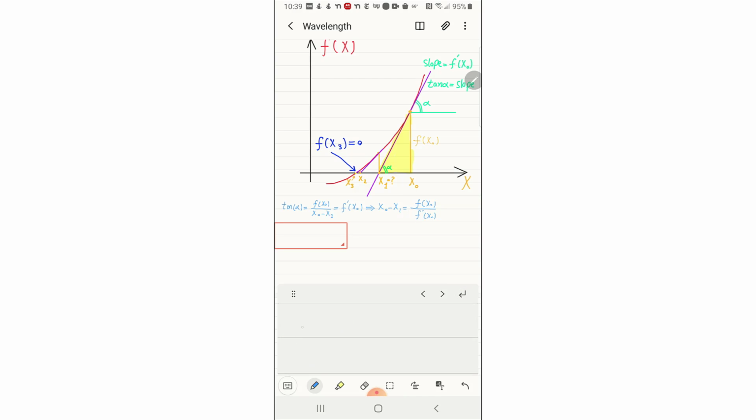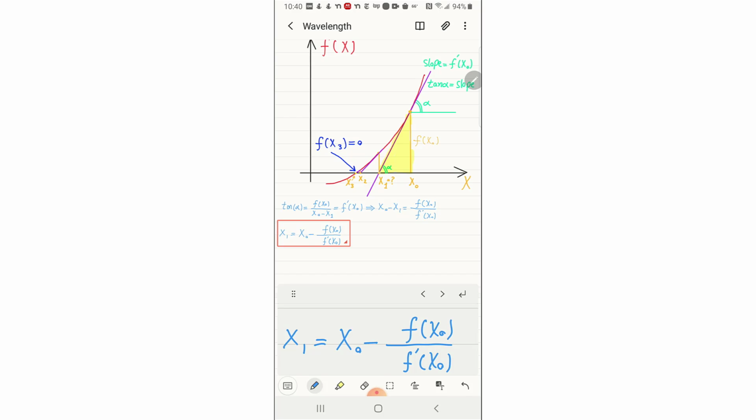And x1 is equal to x0 minus f(x0) over f'(x0). So yeah, this is the equation. This is Newton's equation. So we have x0, f(x0), and f'(x0). All of these are known, and we then obtain x1. So the next point is determined.